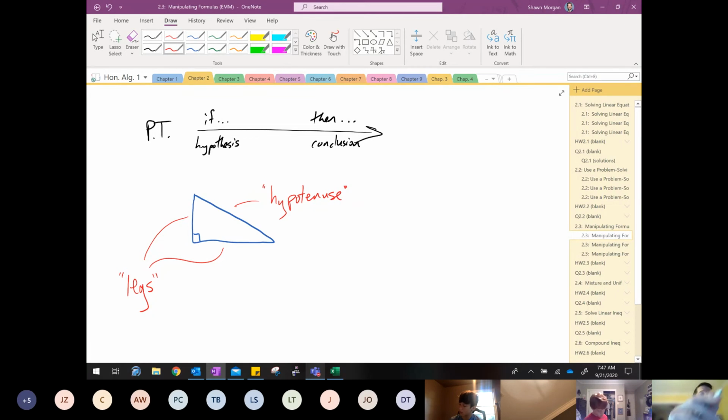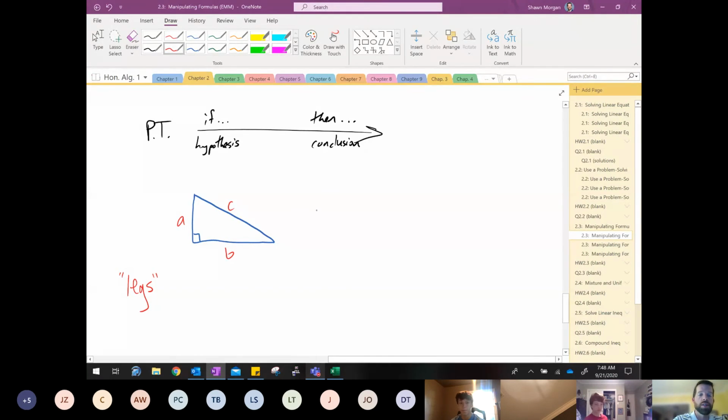Now, typically what we do is we give letters. You heard Jake use some letters. He used A, B, and C. Typically we name the legs A and B, and typically we name the hypotenuse C. That's standard operating procedure. You don't have to do it that way. We could do X, Y, Z, R, S, T, L, N, E, whatever. Doesn't matter.